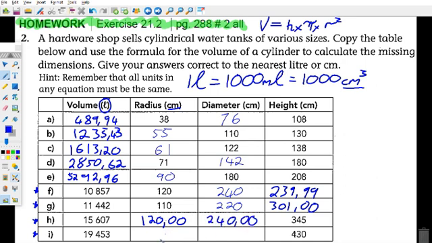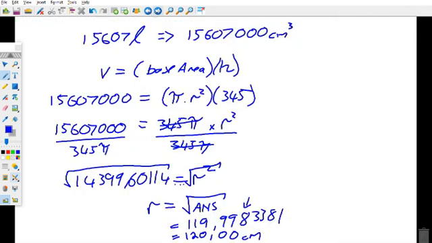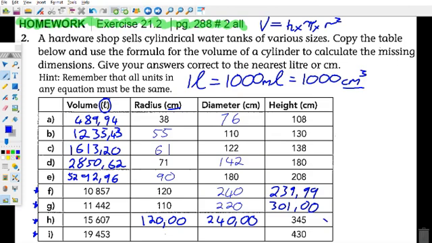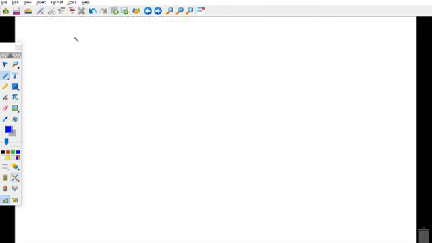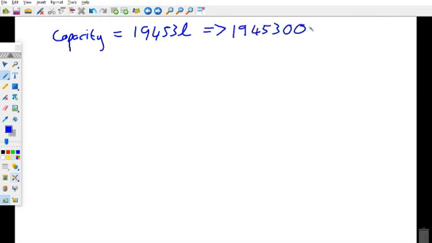Okay, now it's going to be exactly the same thing for I. So I'm going to do it slowly with you guys again. Okay, we're going to get here 19,453. So we have the capacity of, what was it? 19,453 liters. So we have to change that to centimeters cubed. So using our conversion, that's 19453, and then multiplied by 1,000 to get centimeters cubed. So now we have it in volume.